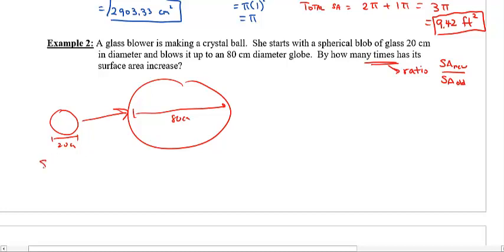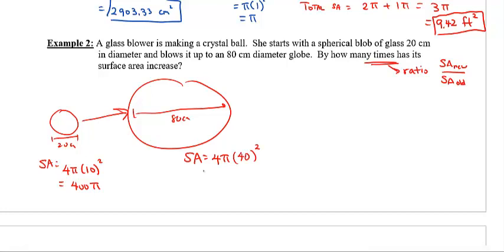So if I look at the starting one, surface area here is just 4 pi r squared, which would be 10 squared. That's just 400 pi. If I look at this one, the larger one, same formula, 4 pi, but this time, yep, 40 squared. We'll multiply all that out. That gives you 6,400 pi.